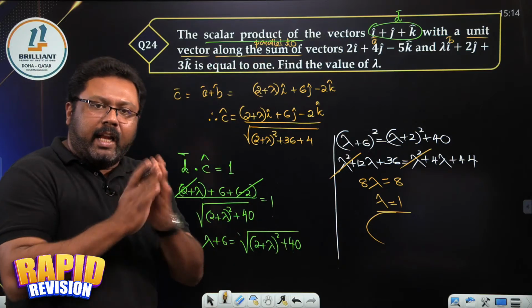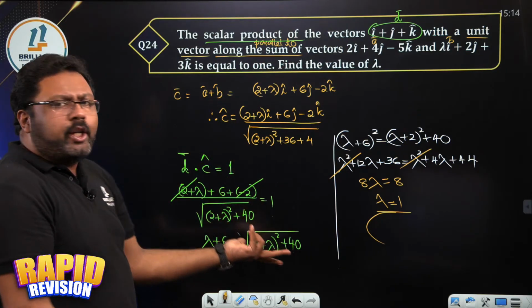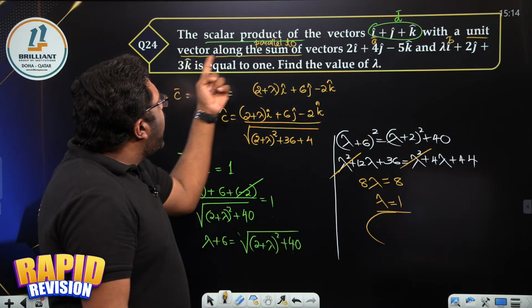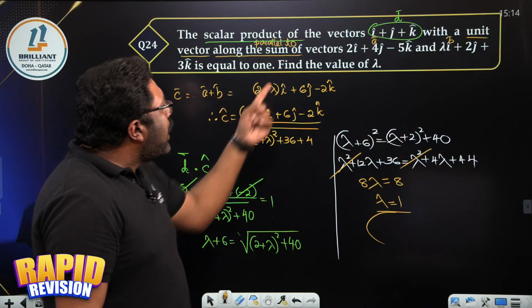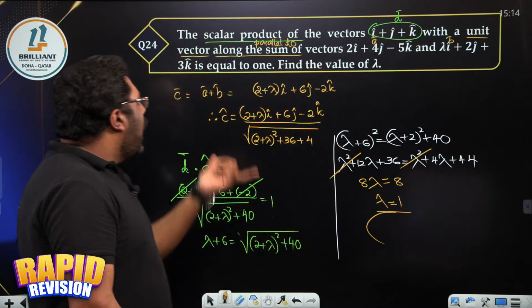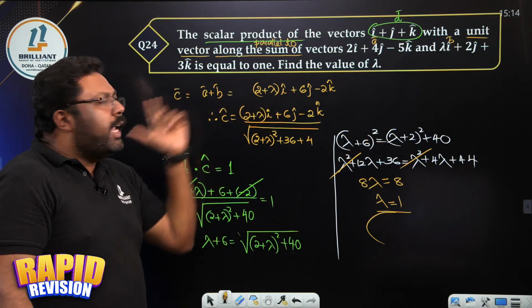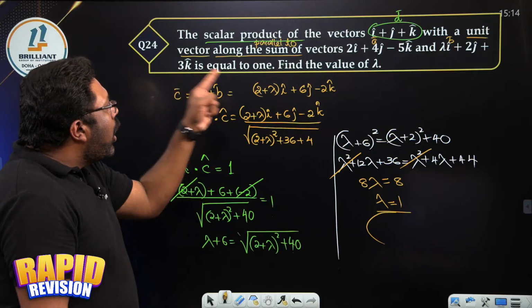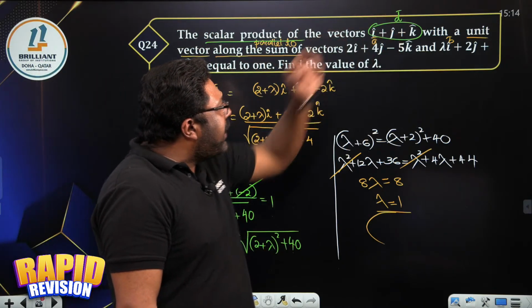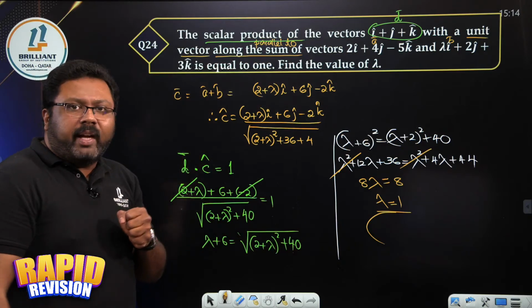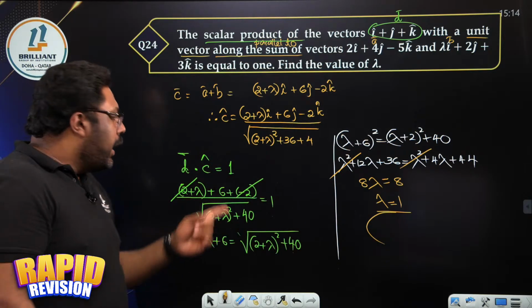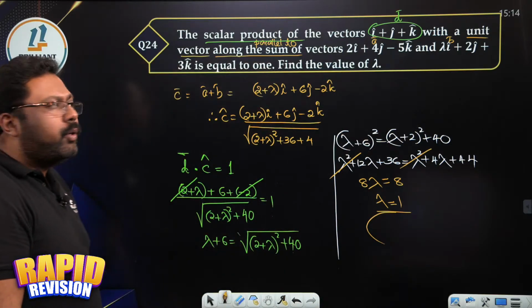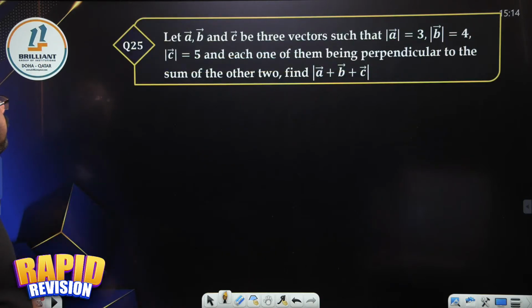Once again, idea is enough. No need to learn it by heart. They're asking you to find a vector which is along the sum of, means parallel to the sum of the two vectors. So how to find a vector parallel to the sum of A and B? Add A and B, divide by its magnitude. And the dot product or the scalar product of i plus j plus k with that unit vector is 1. I got it as a scalar, I squared it. Clear, answer all of you? Moving forward to the next question, please.